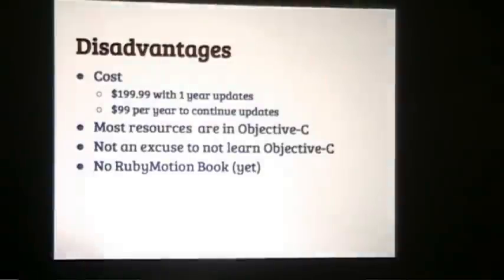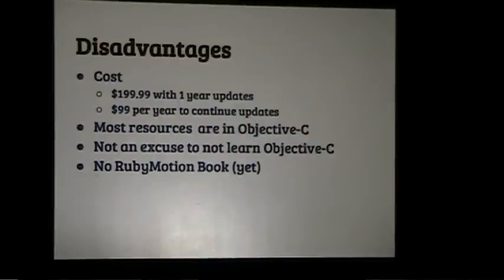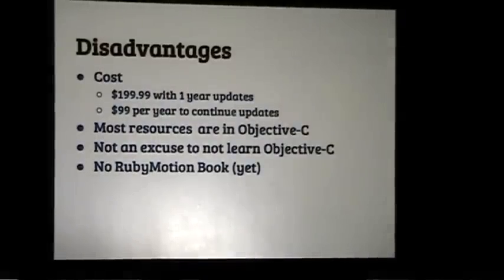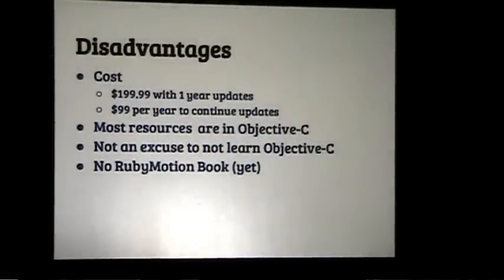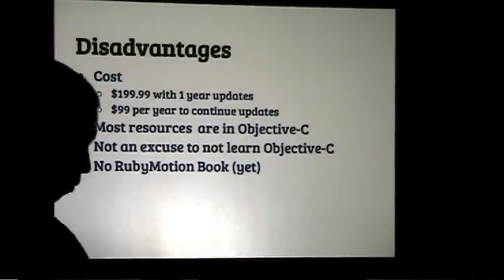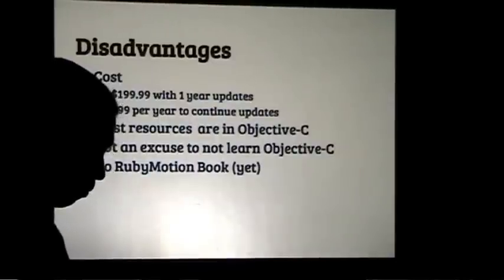Some disadvantages. One is there is a cost. It's $200 if you want to buy it now, and you get one year of updates. It won't expire, but it won't update after a year. So you have to pay $99 per year to continue your updates.